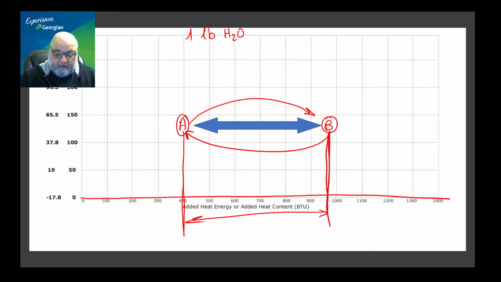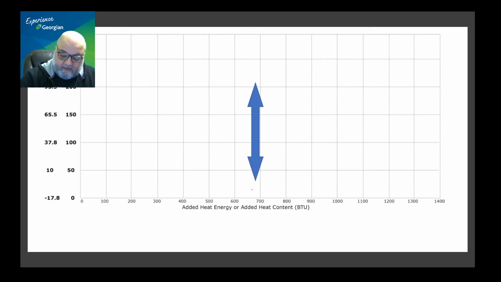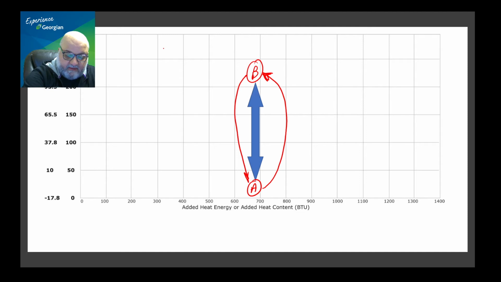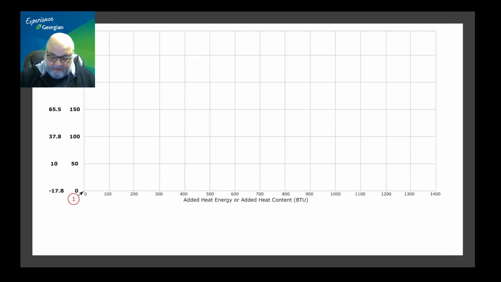On the other hand, and similar to that, going from point A to point B here is either increasing temperature or decreasing temperature. But again, don't forget, this is 1 pound of H2O. Okay, so in this case, we're going to start working on our examples here.